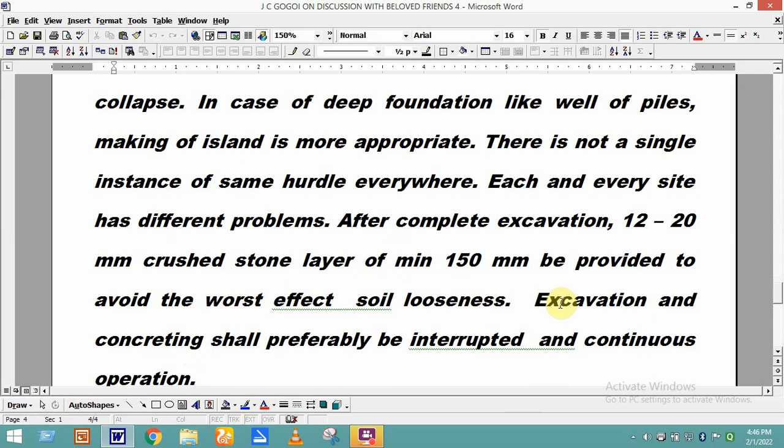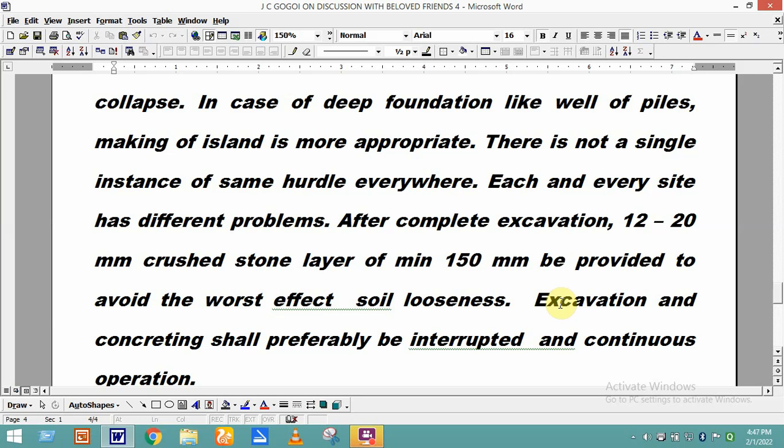More important thing is excavation, cleaning, concreting, bar lowering, anything and everything should be a continuous, uninterrupted operation. Once you have started your excavation, one day or 2 days, however long it is required, you must be careful to maintain the water level from outside and inside, and it should be mud water circulation, and you have to complete all construction activities in a single uninterrupted phase.